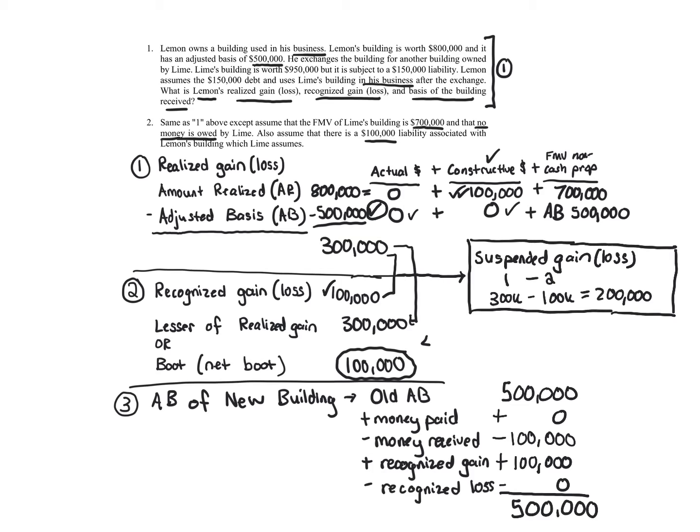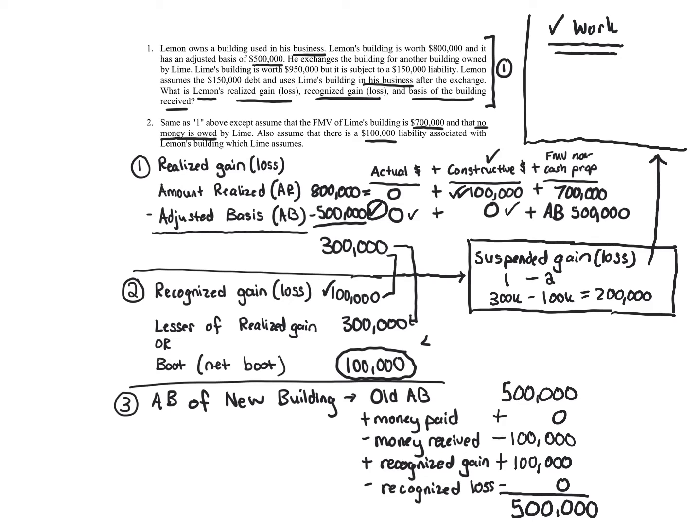All right, we're not done. Yes, it looks like we're done, but we always want to make sure we've done this correctly. So $500,000 new basis in the new building. We've answered all 3 questions, but the way we can check our work, we use our friendly suspended gain. We use this number here, the suspended gain or loss. We use that to check our work. How so?